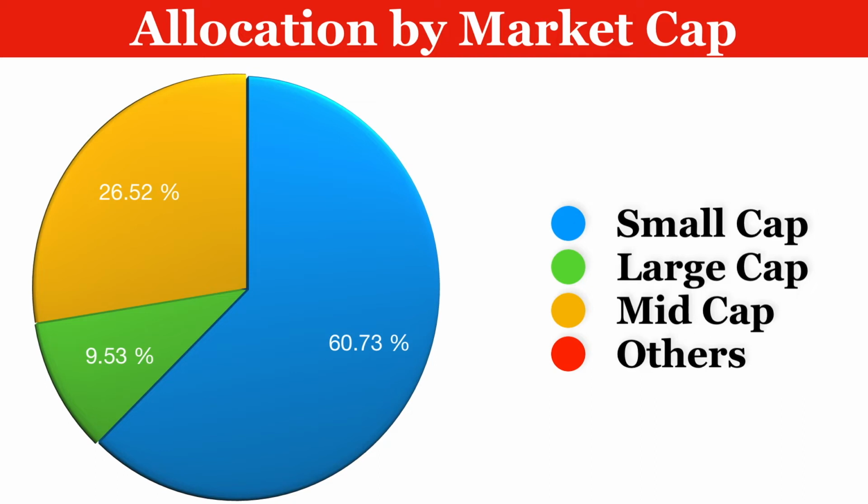The reason why mid cap allocation is more compared to the large cap is that when you invest your money in the small cap companies, since the growth of the company is more, the small cap companies will get into a mid cap company after the period of 5 to 10 years bracket.